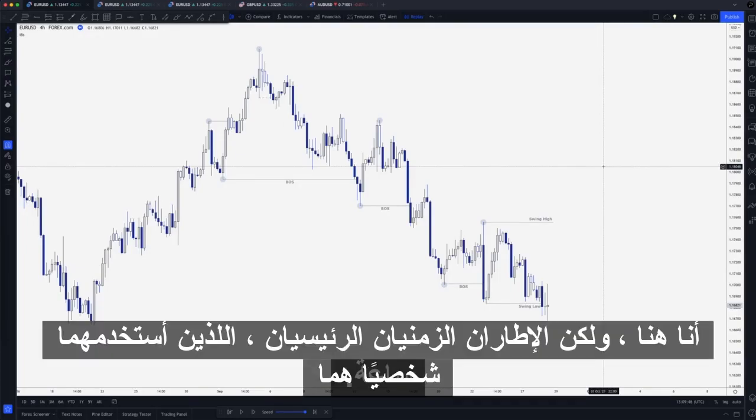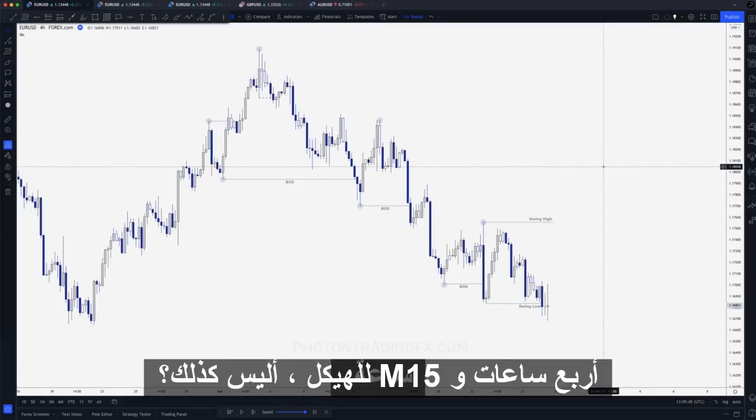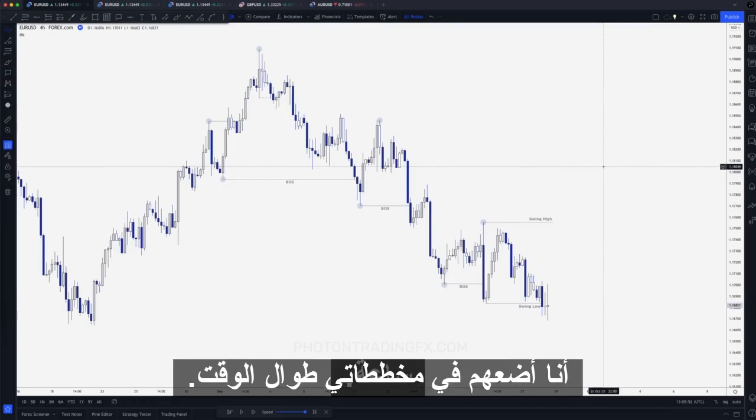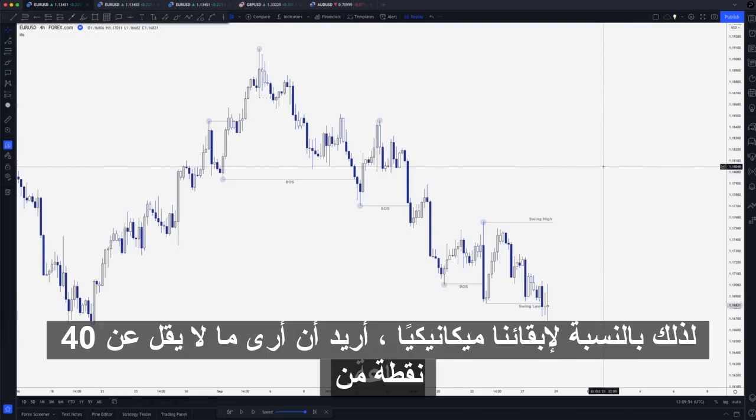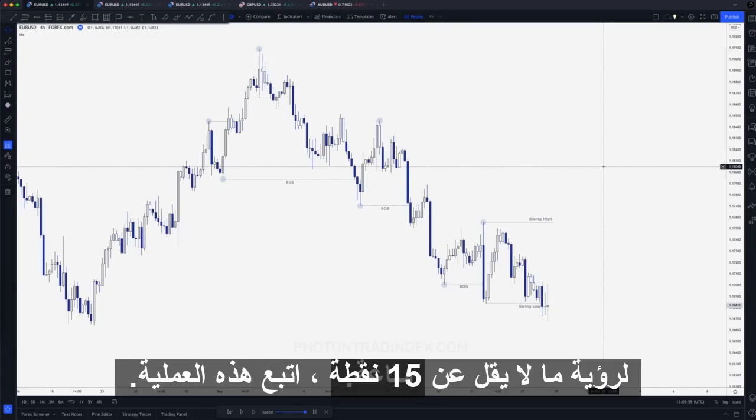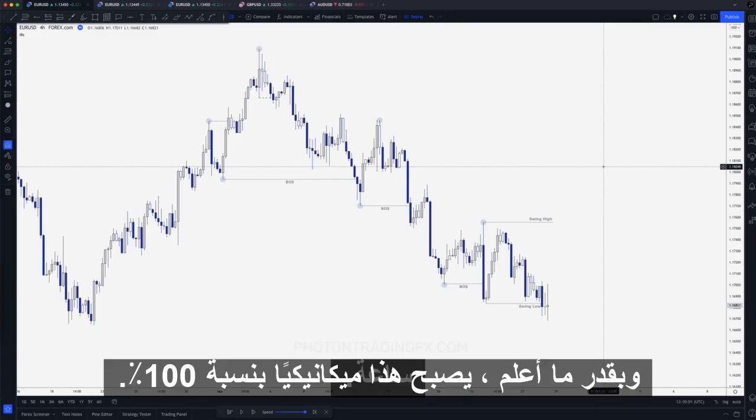But the two main timeframes I personally use are the 4-hour and the M15 for structure, right? They are my two main go-to timeframes. I have them on my charts all the time. So for 4-hour, keep it mechanical. I want to see at least 40 pips. For M15, I want to see at least 15 pips. Follow this process. And as far as I'm aware, this then becomes 100% mechanical.